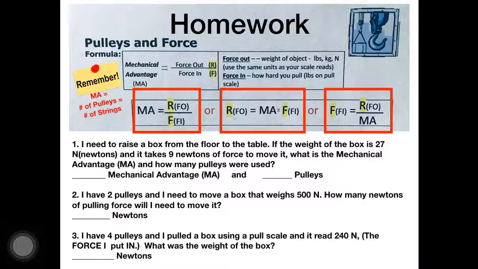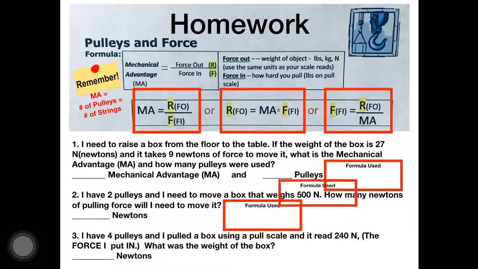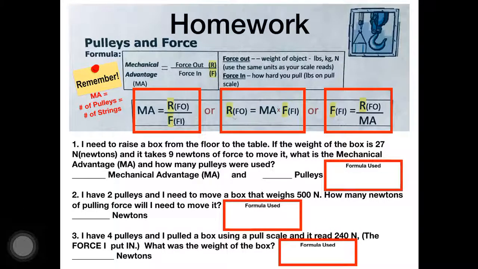These are your 3 homework problems, and you will notice there are formula boxes for you to write in the formula that you're using for that problem. Go ahead, print this paper out, complete it, then take a picture of it and submit that picture into Schoology. So take a picture of it and submit it in your classroom in Schoology. If you have any questions or trouble submitting it in Schoology, send me a message.